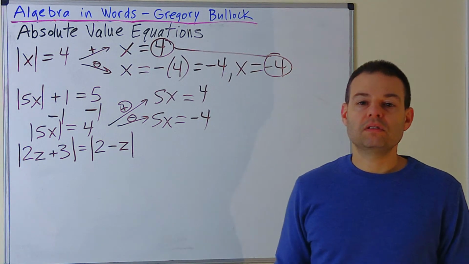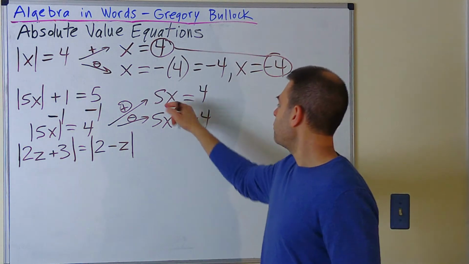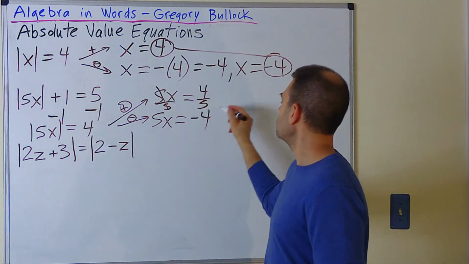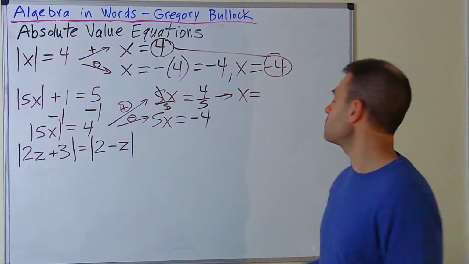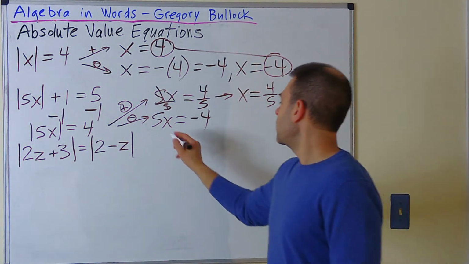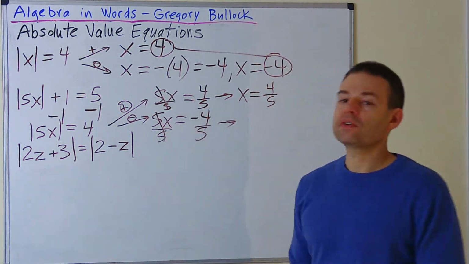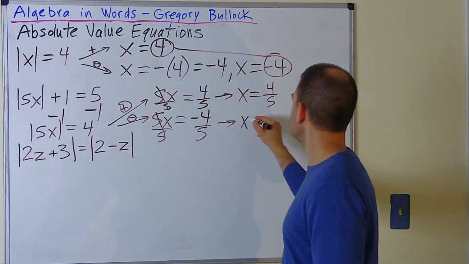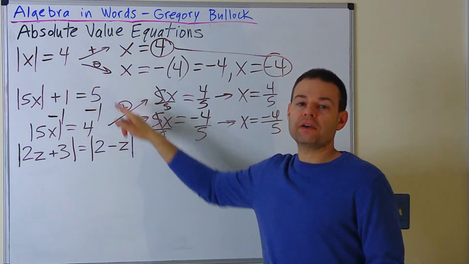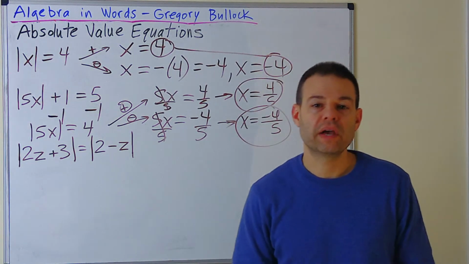Alright, and now we're going to just continue to simplify each of these equations separately until we solve for x. So for the top one, let's squeeze in here, divide both sides by 5, the 5's cancel, and we're left with x equals 4/5. And for the bottom one, which is the negative form, again, divide both sides by coefficient 5. The 5's cancel, and it leaves us with x equals negative 4/5. And so the answers to this absolute value equation are 4/5 and negative 4/5. They're the two answers.